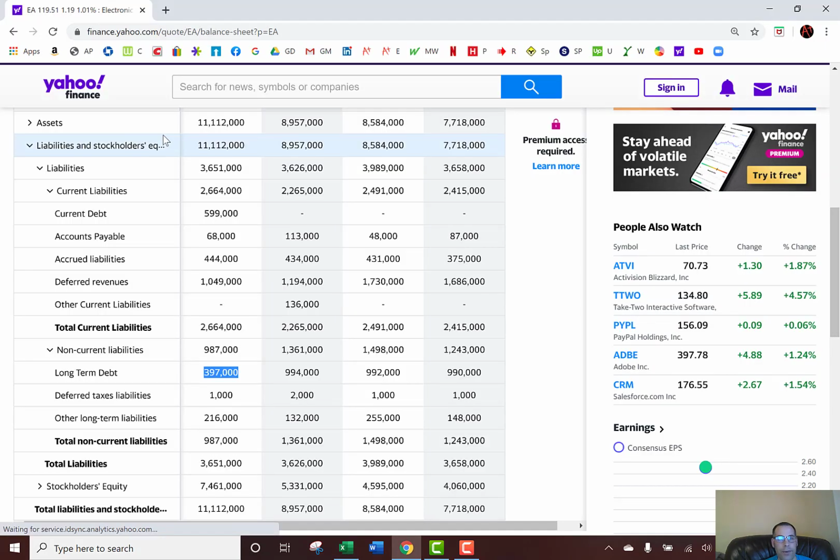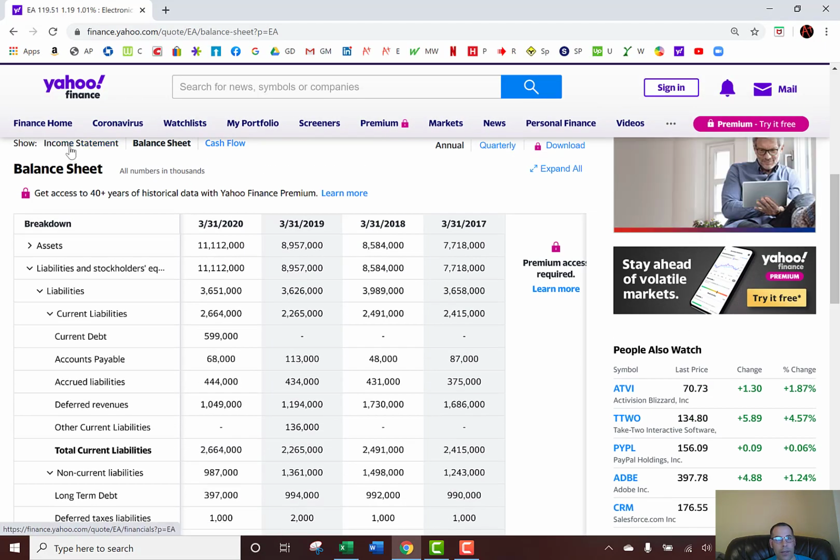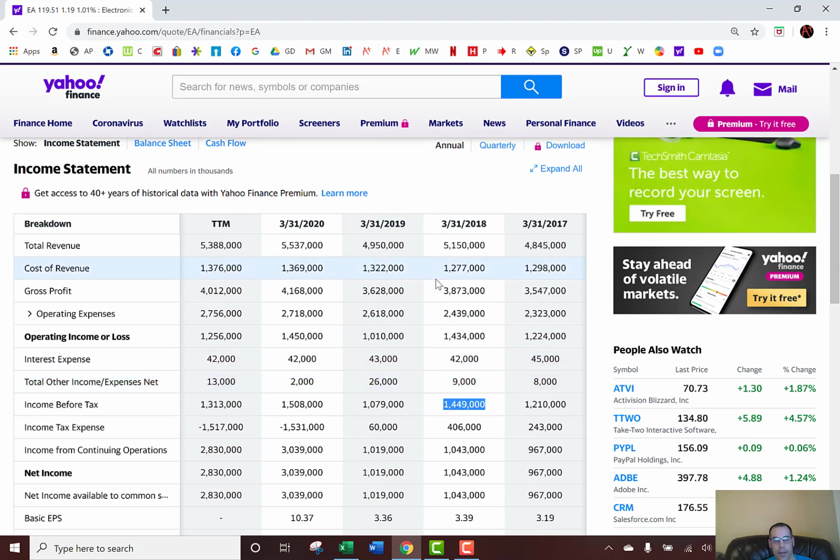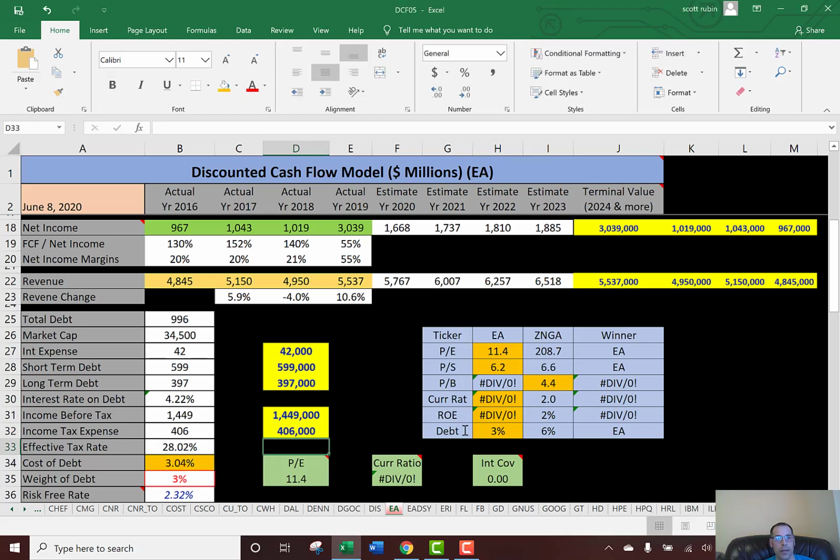We need to find the effective tax rate since interest payments are tax deductible. So the income before tax is $1.5 billion, and the income tax paid is $406 million. So they have a 28% tax rate. So even though they pay 4.2% interest on the debt, it only costs them 3%.